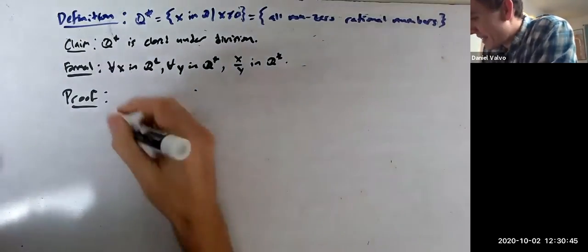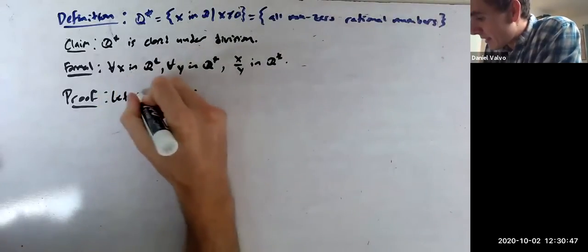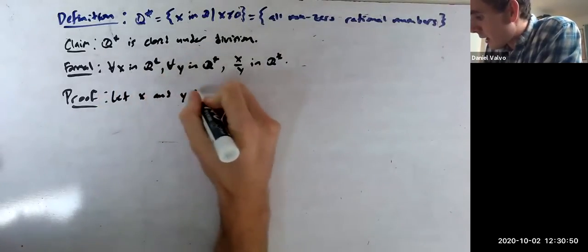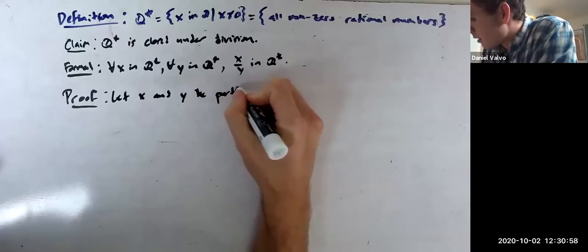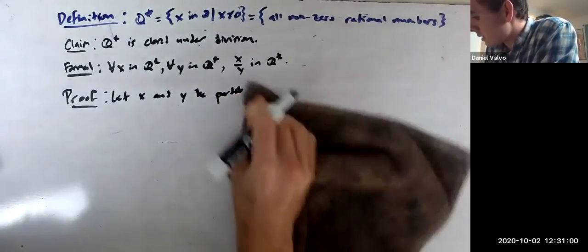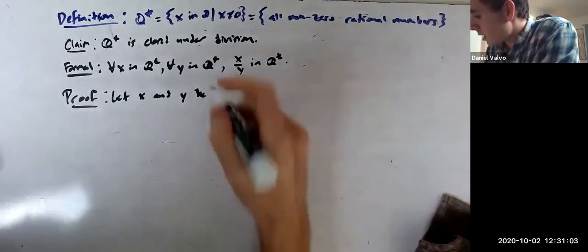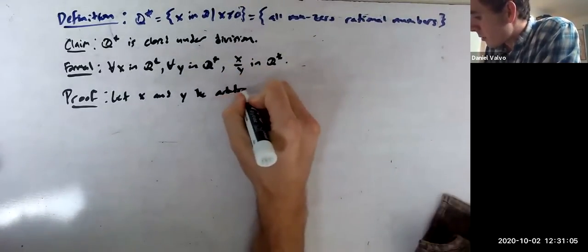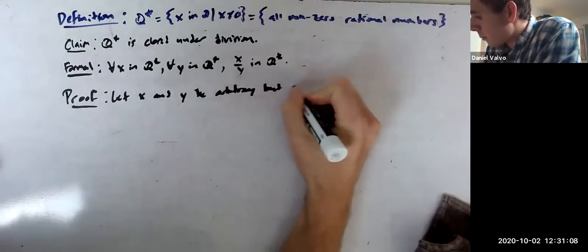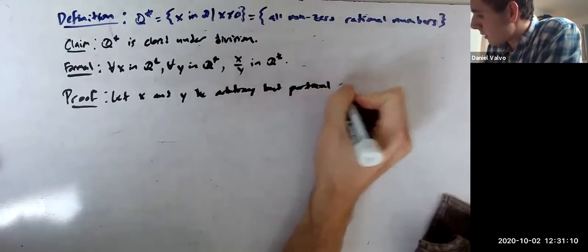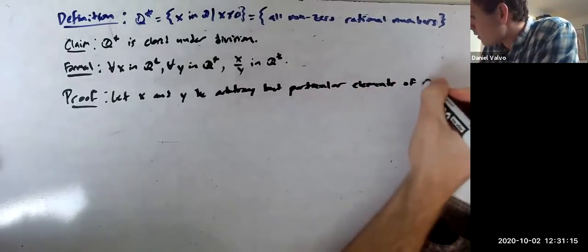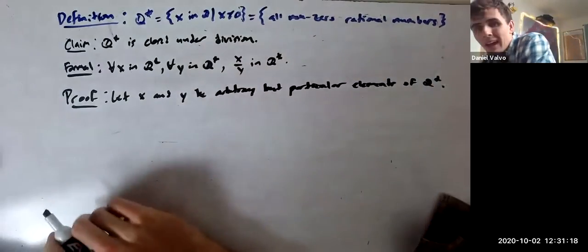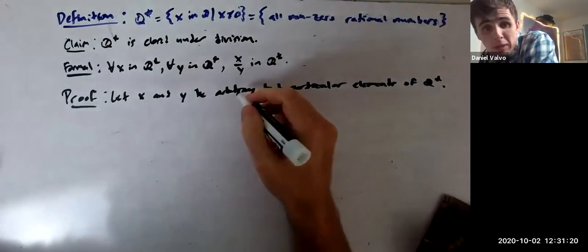So what we're going to say is, let x and y be arbitrary but particular elements of Q star. And note, by the way, that arbitrary just means they're any old elements.